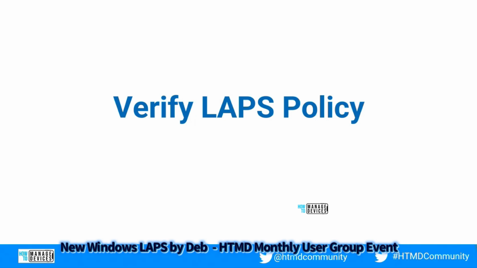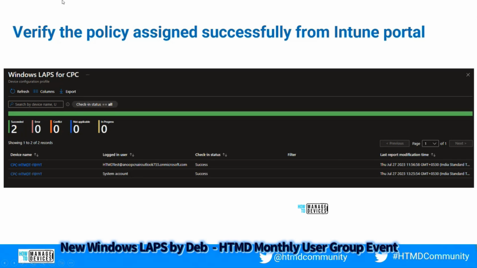Which is how we can verify the LAPS policy. Once you have deployed the LAPS policy, how can you verify whether the policies get applied to the devices you have deployed? You can see the status. If you go to the Intune portal and click on that particular policy, an option will come like view reports, which I'm going to show you in the demo session.